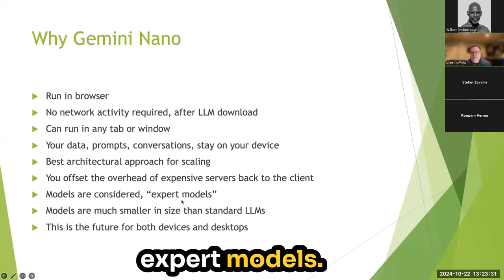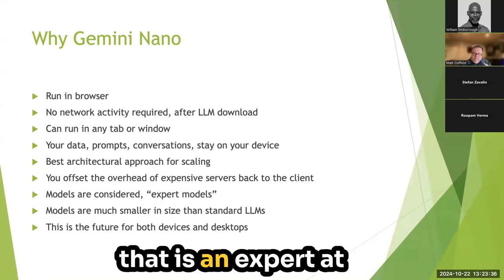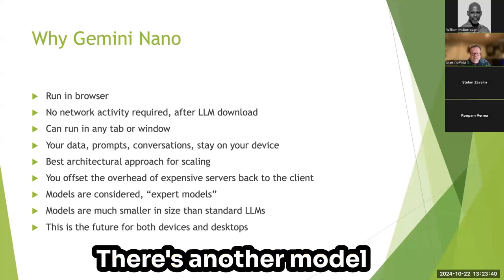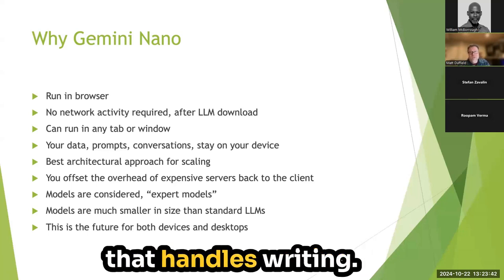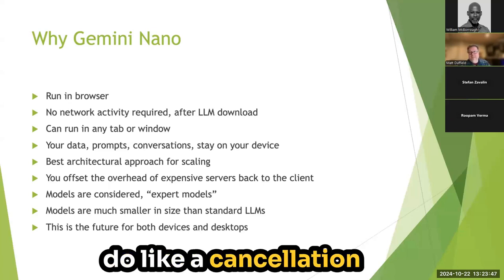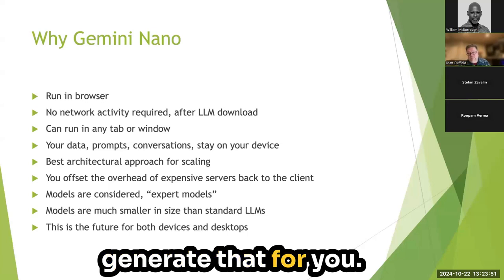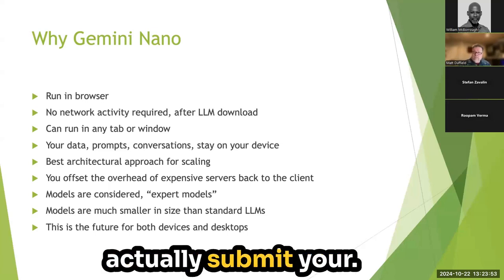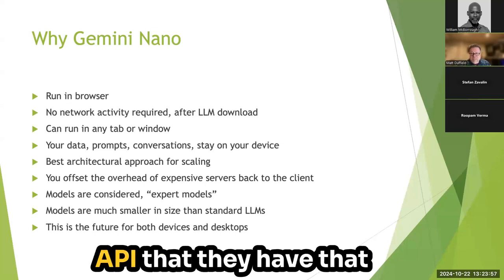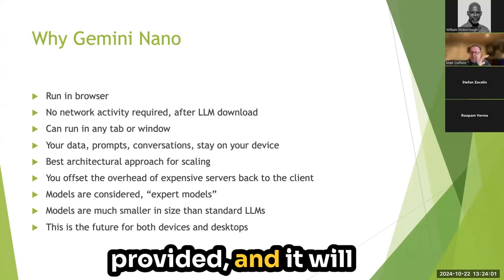Models are considered expert models. And what I mean by that is there's a prompt model right now that is an expert at understanding text for converting prompts. There's another model that handles writing. So if you want to write a letter, like a cancellation notice or whatever it is your company is doing, you can have it generate that for you. You can have a rewriter where you actually submit your corpus and it'll rewrite it for you. There's a summarization API that they have that will take whatever content that you provided and it will summarize that for you.